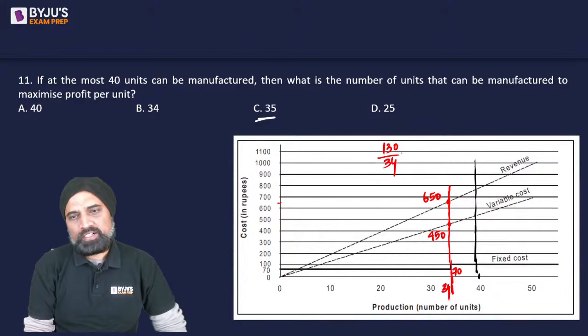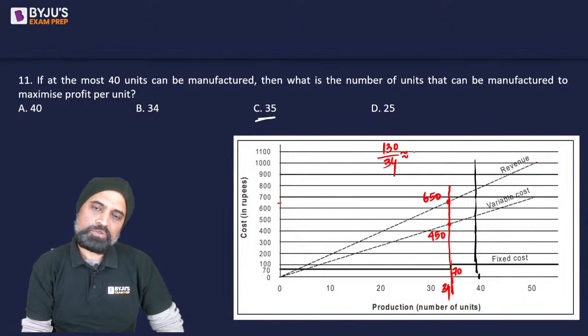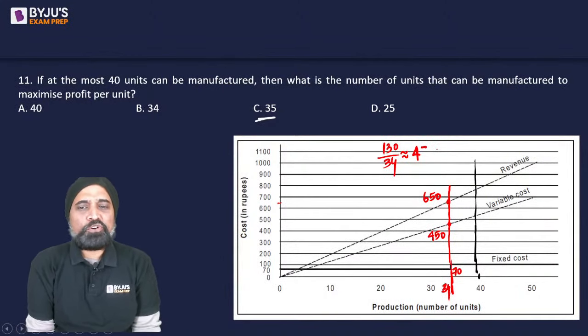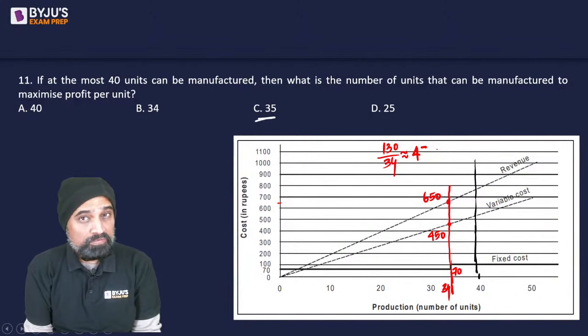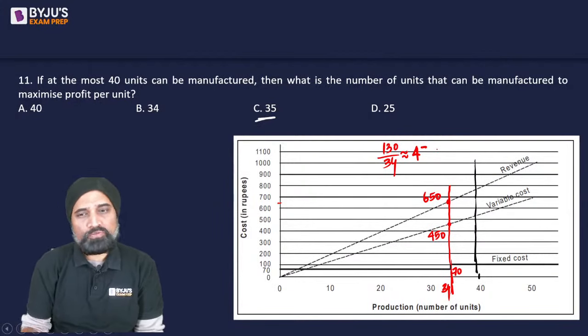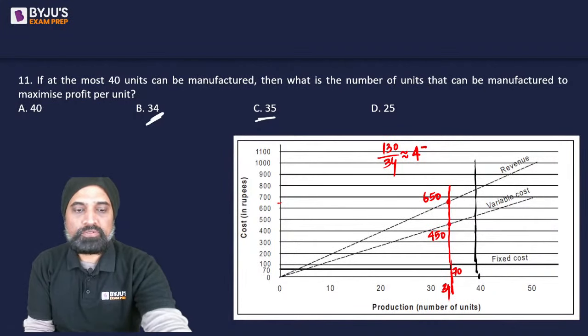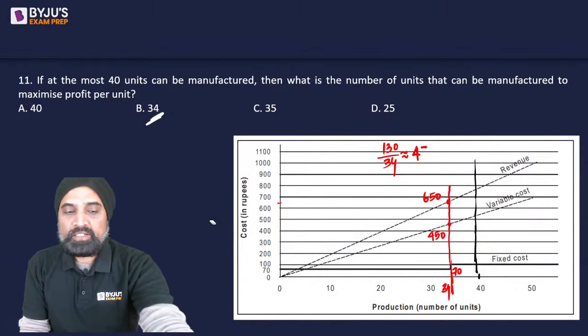Now 130 divided by 34 is going to be very close to, see, if it was 120 by 30 it would be 4, right? So can we say this is going to be very close to 4, a little less than 4? Because 34 into 4 is 136. We are getting 130. So very close to 4. Okay, so at 34 we are getting almost 4. Let's take 40. Let's see if it's increasing or not.